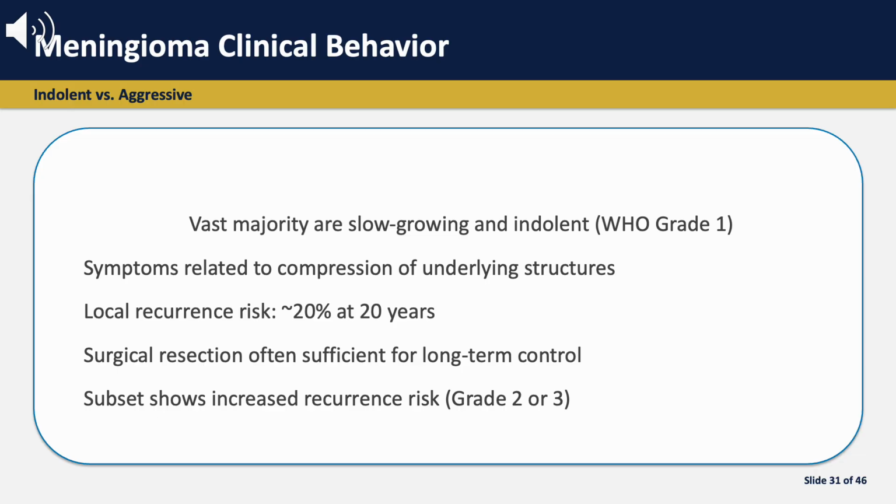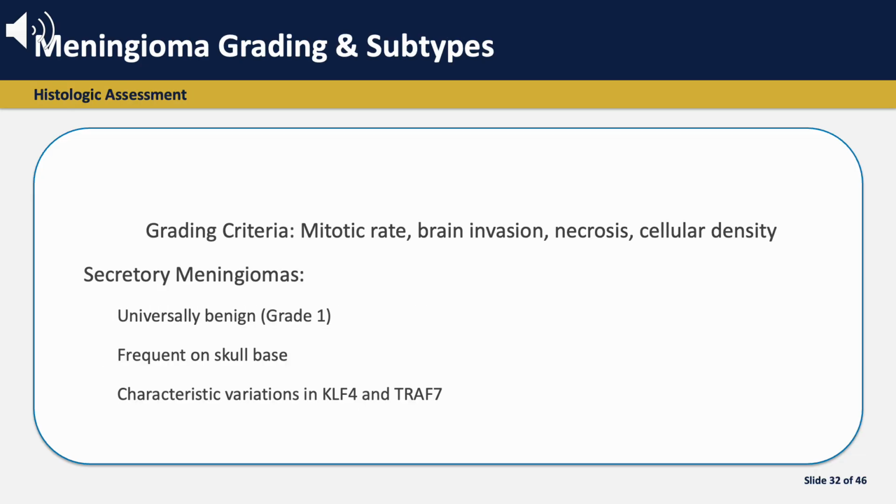A small subset of tumors shows an increased risk of recurrence or frankly malignant behavior and may be designated as WHO Grade 2 or 3 respectively on the basis of various histologic and molecular features discussed below. Grading of meningiomas is performed via histologic assessment of several criteria, including tumor mitotic rate, brain invasion, tumor necrosis, growth pattern, cellular density, and nuclear appearance. Myriad histologic subtypes of meningiomas have been described, many of which have been shown to correlate strongly with clinical behavior and possess unique genomic profiles.